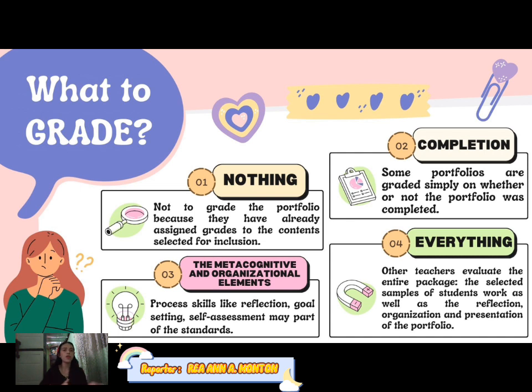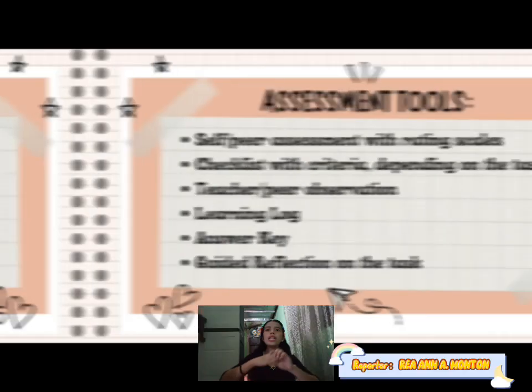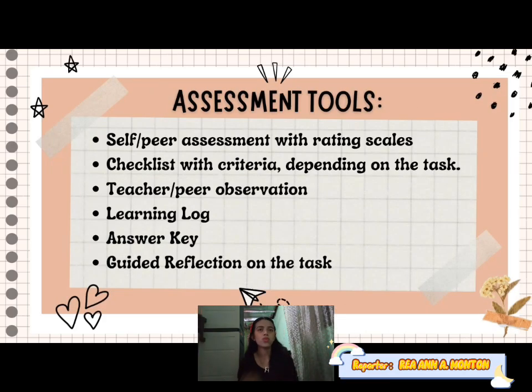So that is the meaning of everything. The full package, gigrade siya sa teacher. So the entire package itself. So again, the how to grade a portfolio. First is the nothing. Next is the metacognitive and organizational elements. And the third one, completion. And the fourth one is everything. So another is what are the assessment tools. So now let's proceed to the assessment tools.